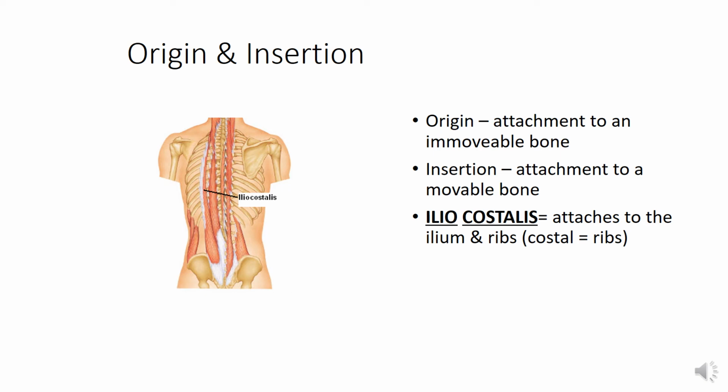Another muscle which is given its name by its origin and insertion is the iliocostalis muscle. This muscle is related to the back and is part of the back muscles, and it is rising from the ilium, attached to the ilium of the hip bone, and costal, the ribs, it is attached to the ribs. So the name given is iliocostalis muscle.